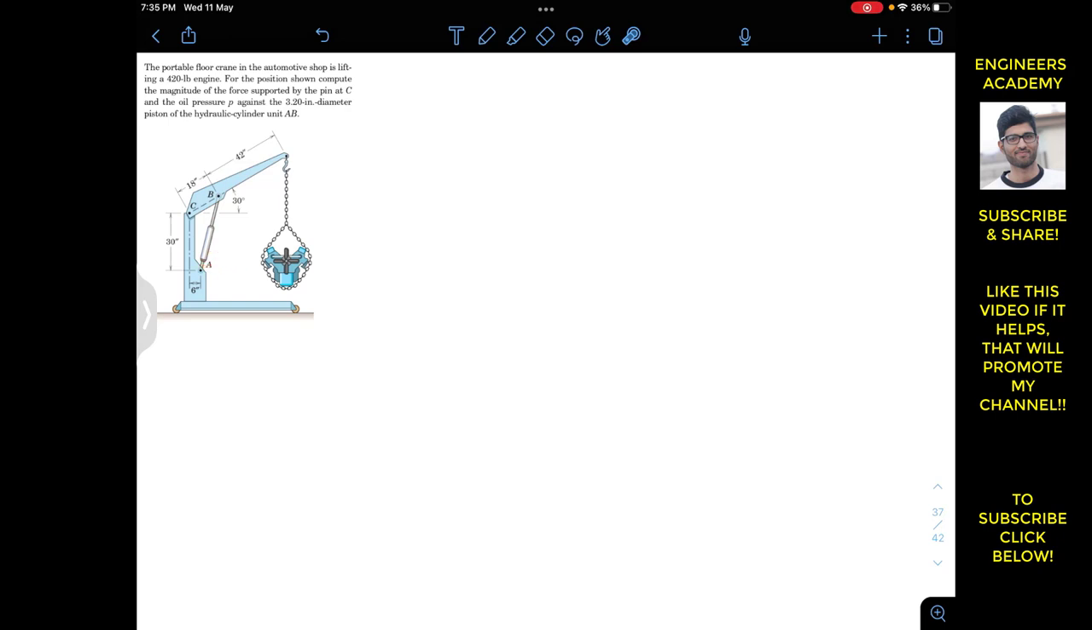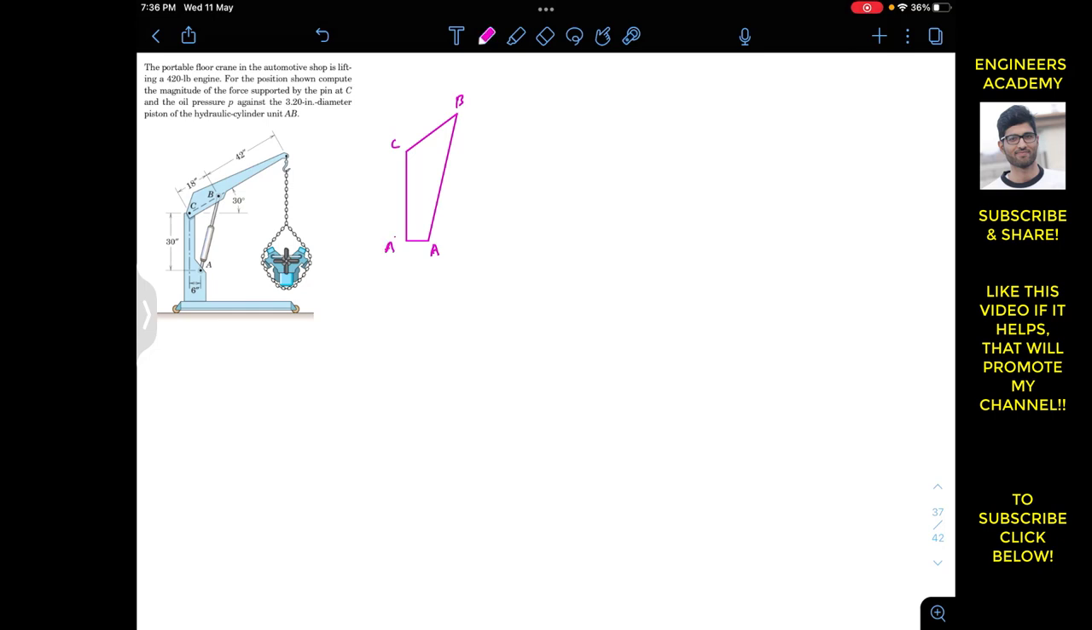So first of all, let me draw the free body diagram. Let's say this is my BC line, and then let's say I draw a vertical line. Point A is at a distance of 6 inches from this vertical line. Somewhere here is my point A, this is my point C, this is my point B. Now if I join A with B, this AB line represents that piston cylinder arrangement. And let's say this point is A dash.